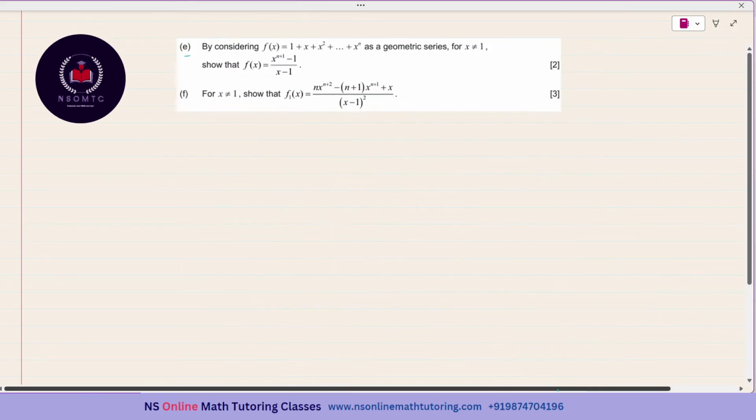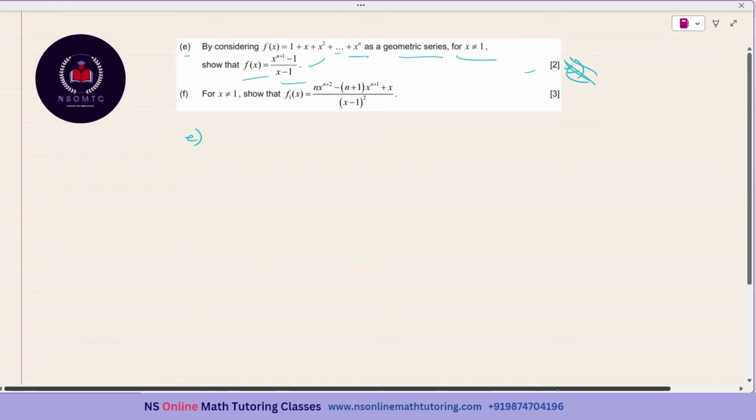Okay. Subpart E, by considering f of x equal to 1 plus x plus x squared plus dot dot dot plus x to the power of n as a geometric series for x not equal to 1, show that f of x equal to x to the power of n plus 1 minus 1 over x minus 1, containing 2 marks. Okay, fine. Let me start my answer over here.